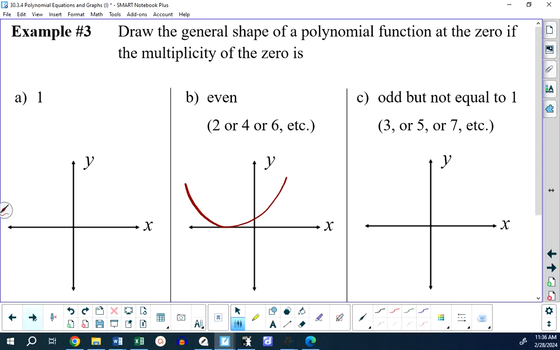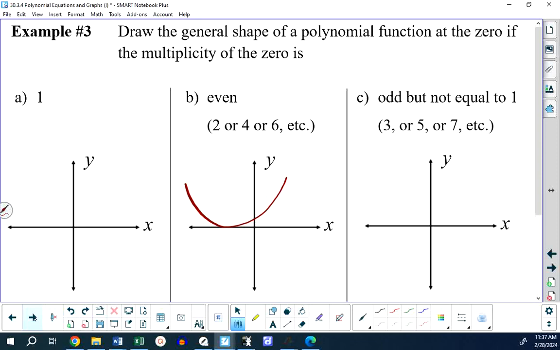I feel as though we want to be technically correct here. 0 is an even number. But if you had 0 for a multiplicity, then there's no x-intercept. Negative 20 is an even number, but polynomials don't have negative exponents.